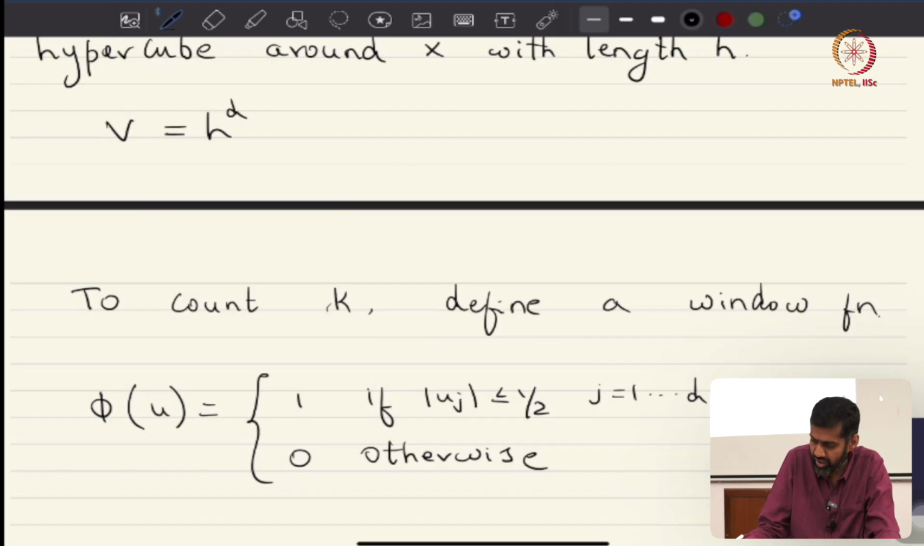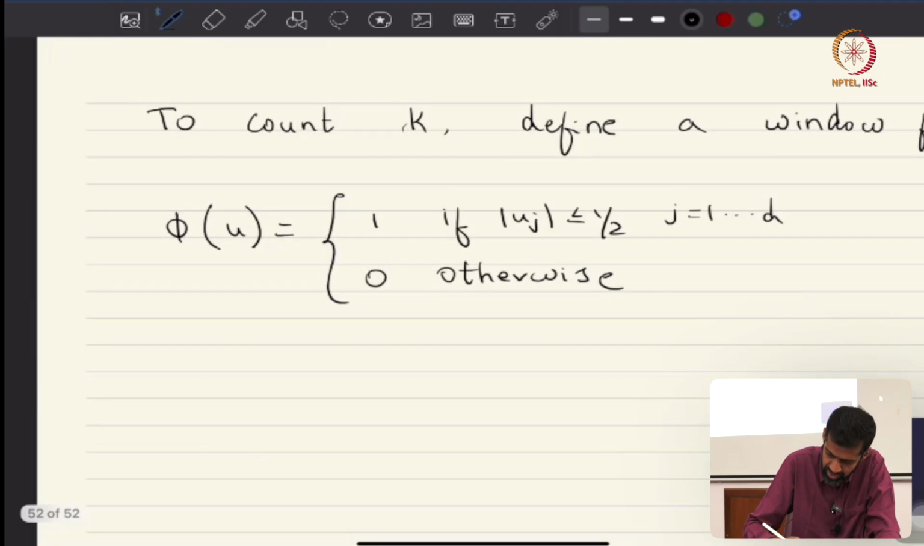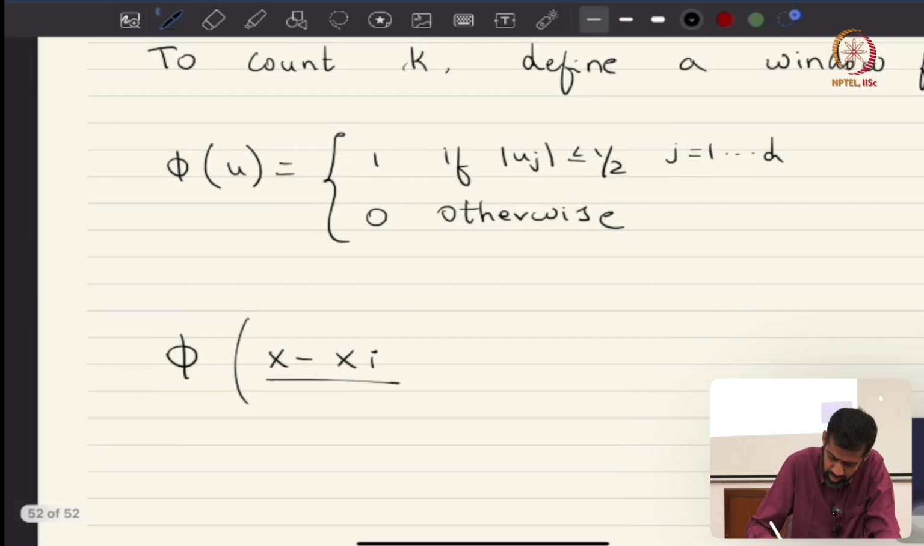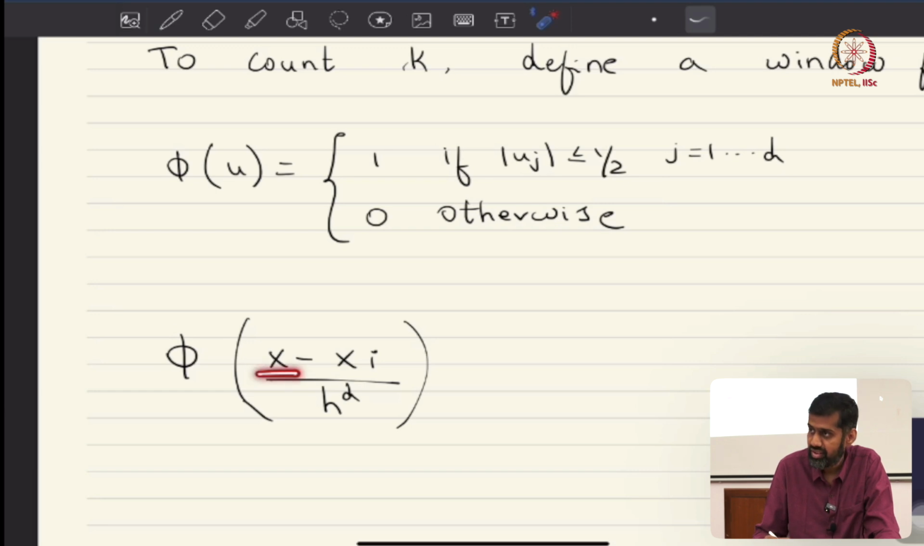Okay. Now if I have to extend this to a hypercube, so if I compute, let us say, phi of (x minus xi) divided by h power d, what does this function count? This function will count whether the point x is in the hypercube of volume h power d, which is centered around xi.